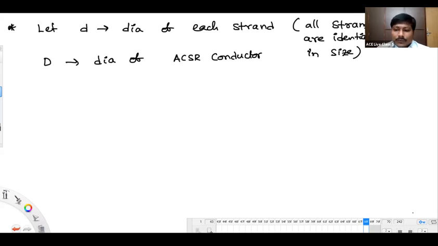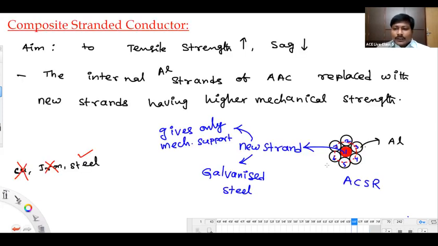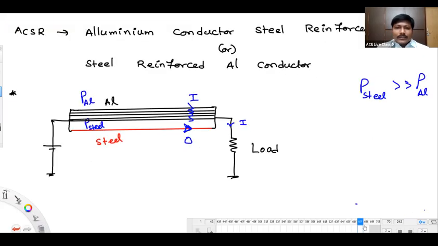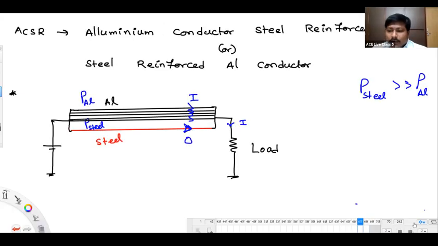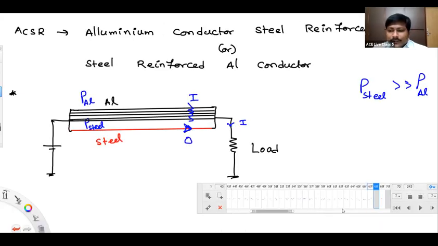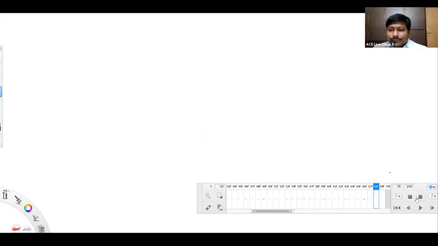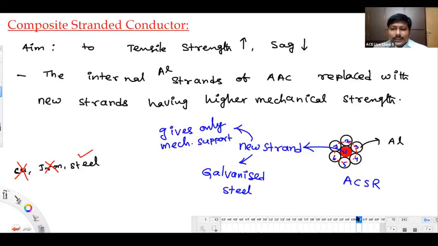Next, for example, if it's a one layer conductor, what are we talking about? Before moving to this discussion, I want to tell one more small concept. Just look at this. I will write here. How many layers do we have here? One layer, right? How many strands do we have in that layer? 6. The first layer has 6 strands.